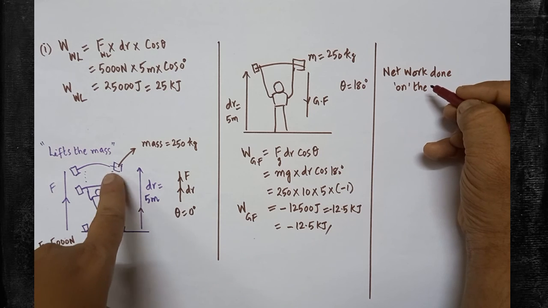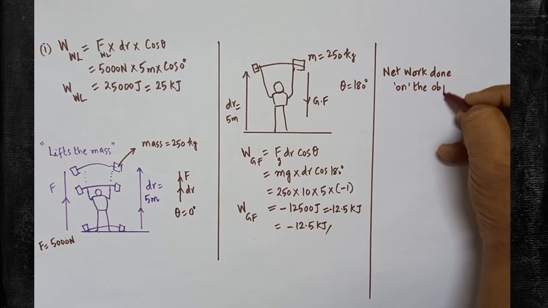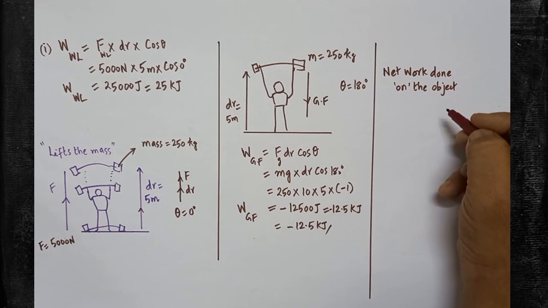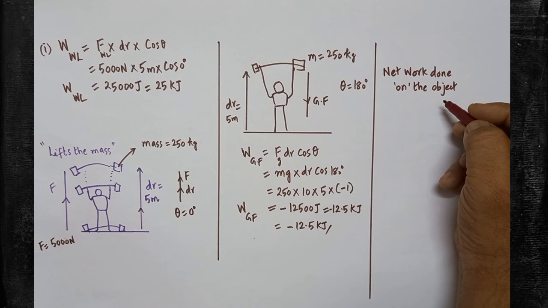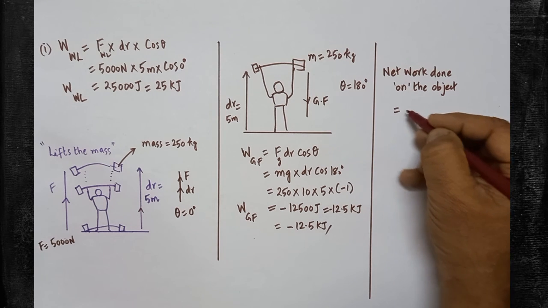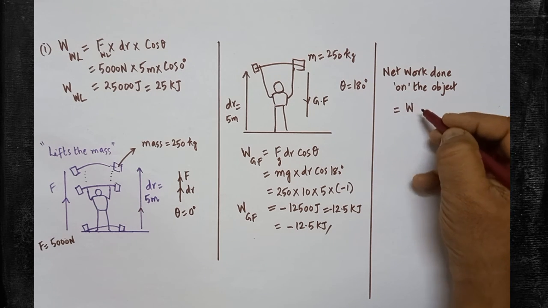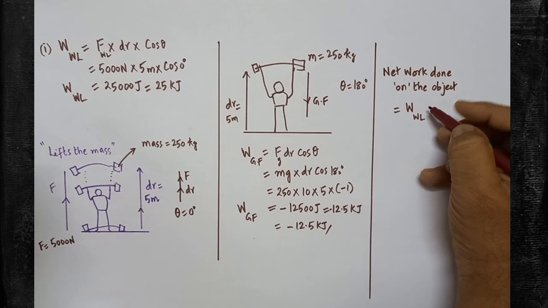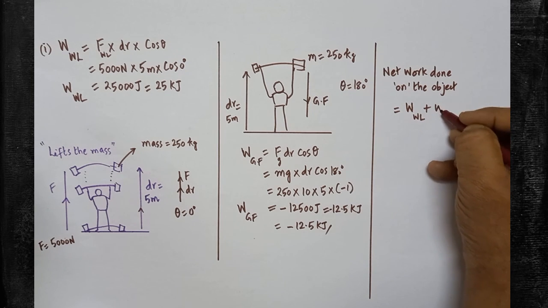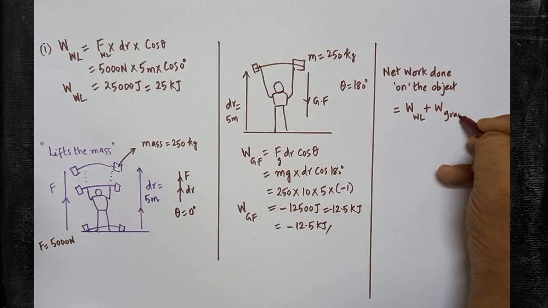On the object means on the weight. On the object, because on the object two works are done. One work is done by the weightlifter and another work is done by the gravitational force. Now we are going to calculate the net work done. How to calculate? Substitute work done by the weightlifter, and then that is to be added with work done by the gravity. Are you clear?